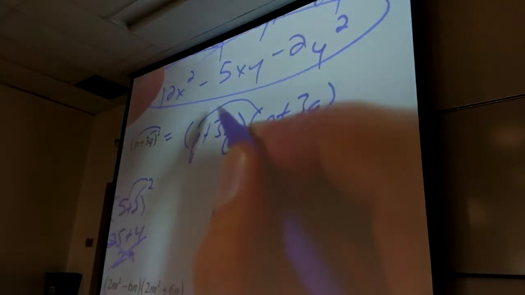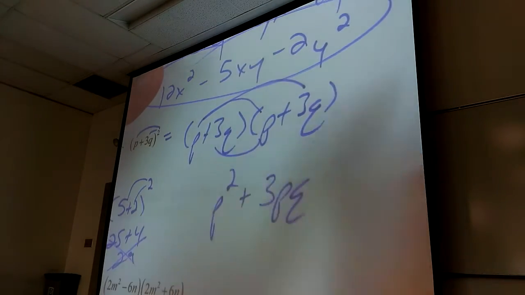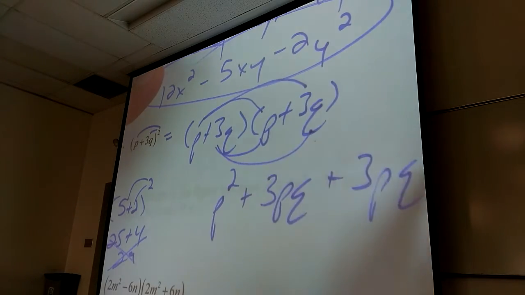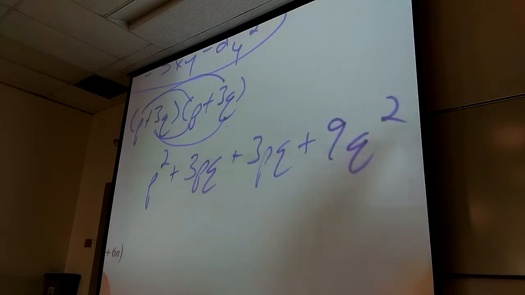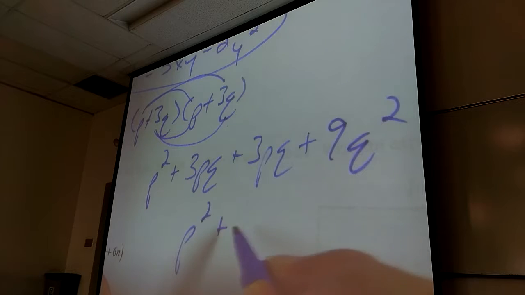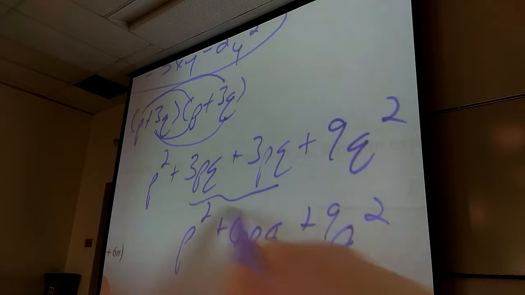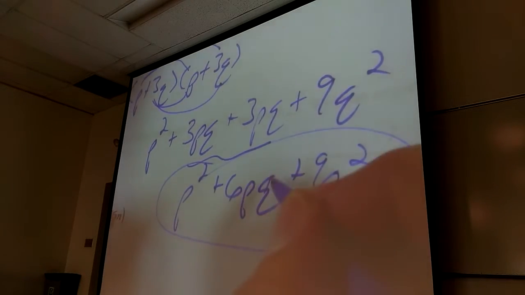P squared, 3pq, 3pq, 9q squared. And then you get p squared plus 6pq plus 9q squared.